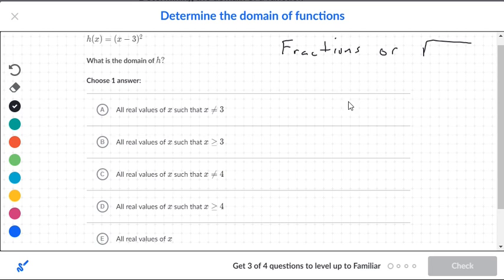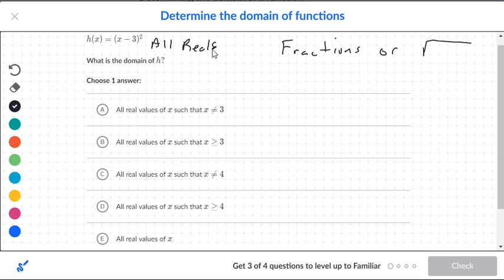If it has that, then there's going to be a stipulation like, x cannot be 3 or x has got to be bigger than 3 or something like that. So that's only if you see a fraction. But if you look at this problem here, there is no fractions, there is no square roots. So this is going to be all reals.